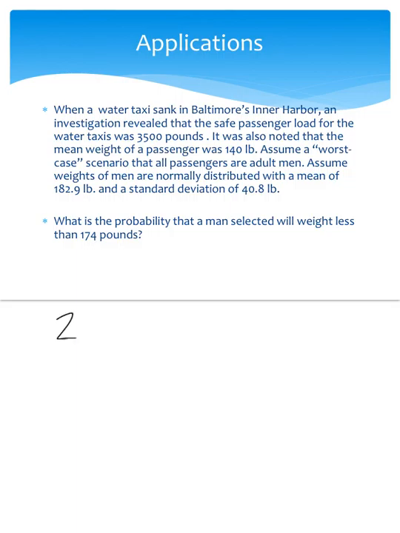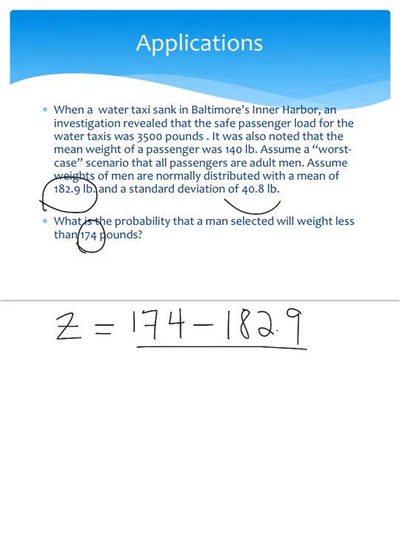The first thing you're going to have to do is convert this 174 pounds into a z-value, because that's your x. So you're going to take 174, you're going to subtract the mean, which is the 182.9, and divide it by the standard deviation, which is 40.8. The 3,500 pounds that you see above is extra. Also extra is the mean weight of 140, because the data that we're looking at is data just about men. So go ahead and find your z-value and enter it to the right.